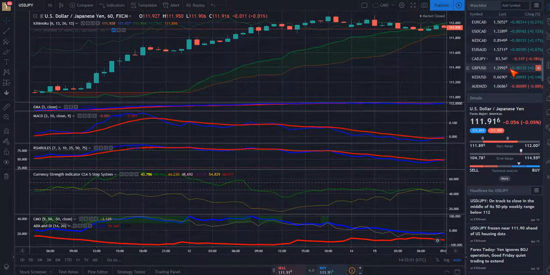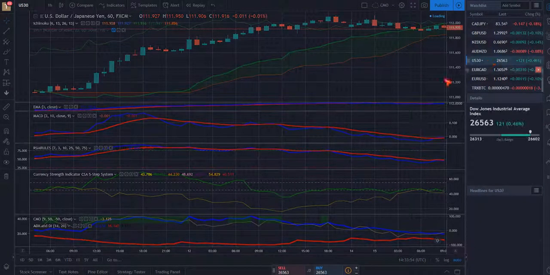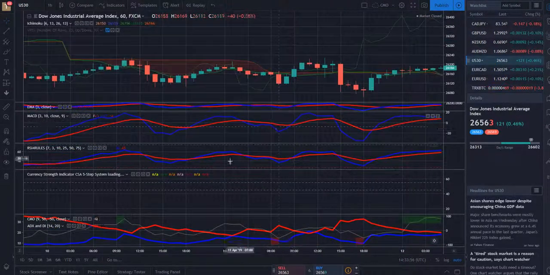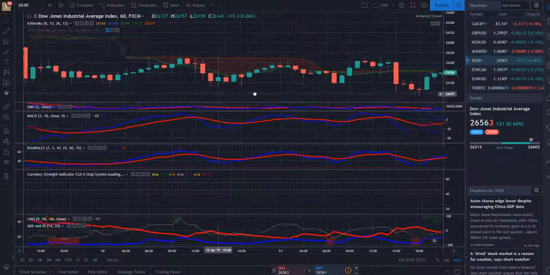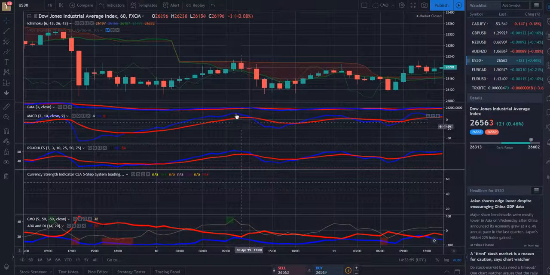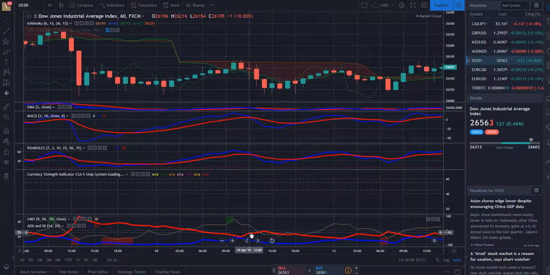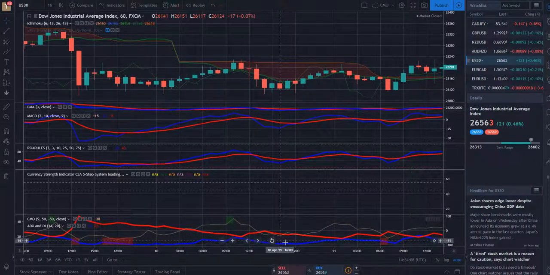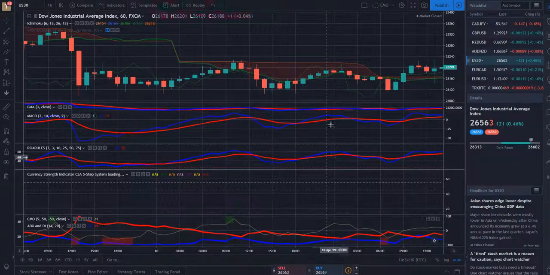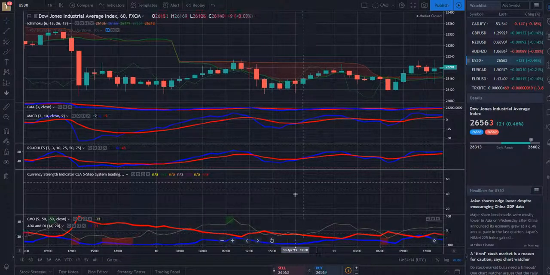And if we go over to, say, US 30. So, like, even though this is in the cloud, it still works, right? So sell. Could have sold right here. And then blue line goes up. And look, we already had our pullback, right? So you could have, I guess, exited the trade sort of right here.